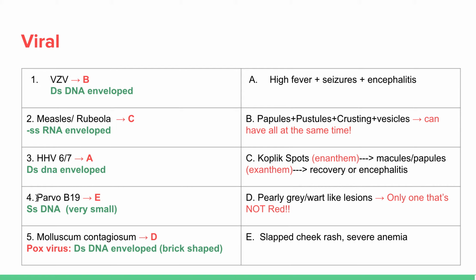Okay, number 4 is your parvovirus B19. It's a single-stranded DNA virus. It's very, very small. And this is the one that gives you your classical slapped cheek rash appearance and severe aplastic anemia.